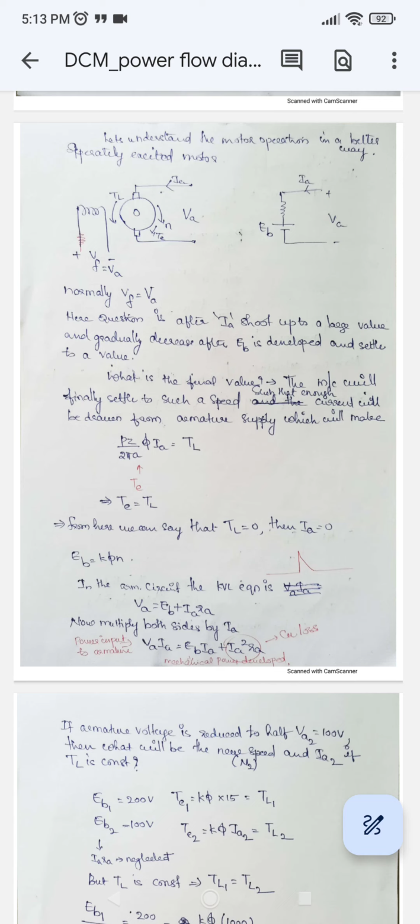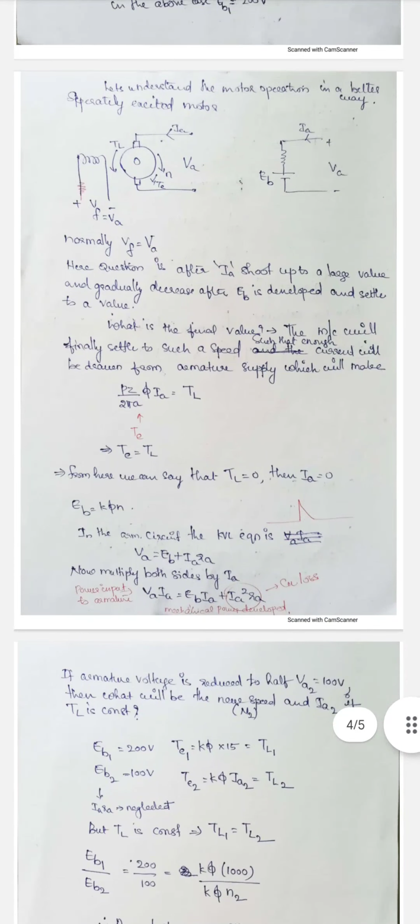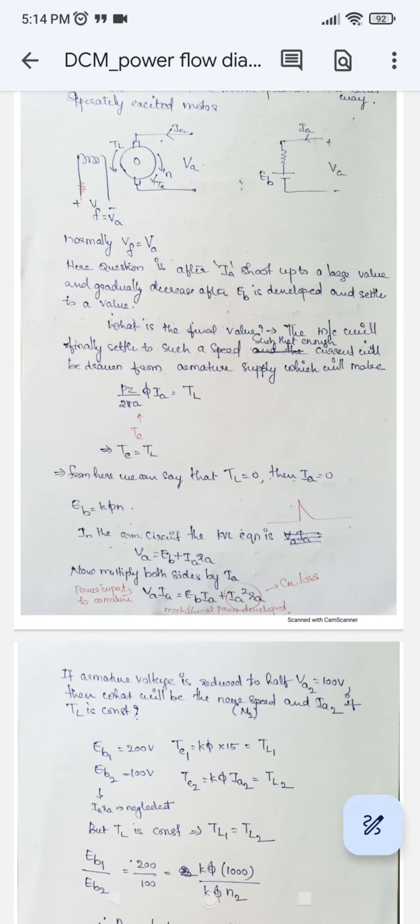So ideally the current must fall to zero, but practically it will not. It will fall to a very minimal value which I have shown in this. This is the structure. Alright, so this particular graph shows that.